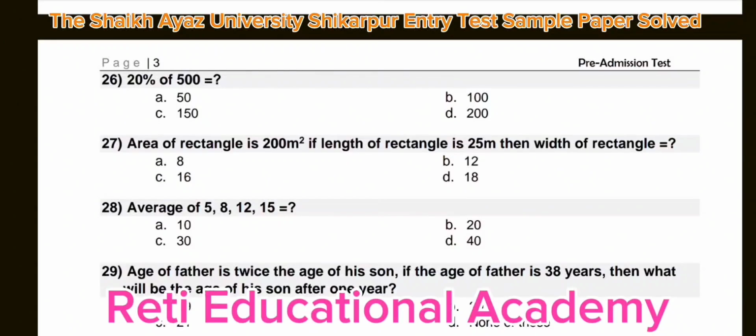Question number 28. Average of 5, 8, 12 and 15 is equal to: A. 10, B. 20, C. 30, D. 40. So you have to add: 5 plus 8 is equal to 13, 13 plus 12 is equal to 25, 25 plus 15 is equal to 40. Now divide 40 by 4 because there are 4 numbers. So it will be 10. Option A is correct in this question.